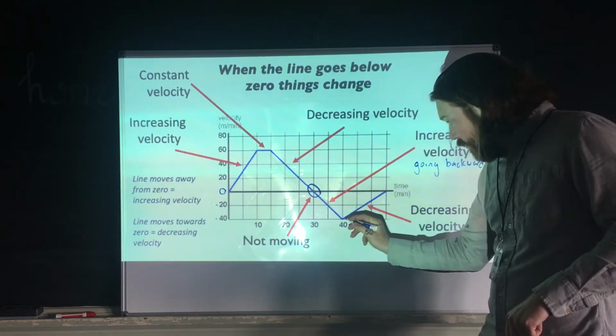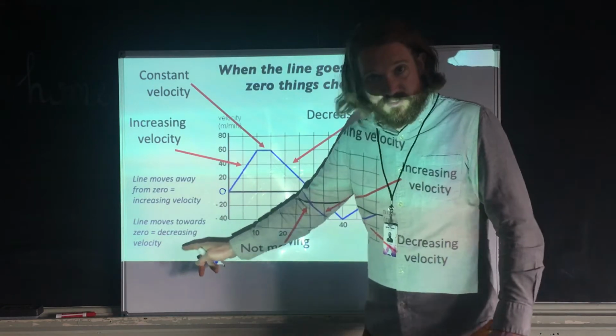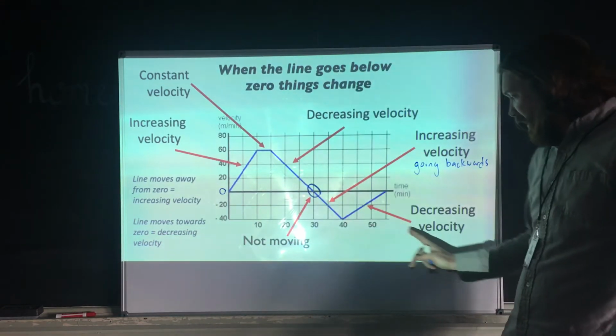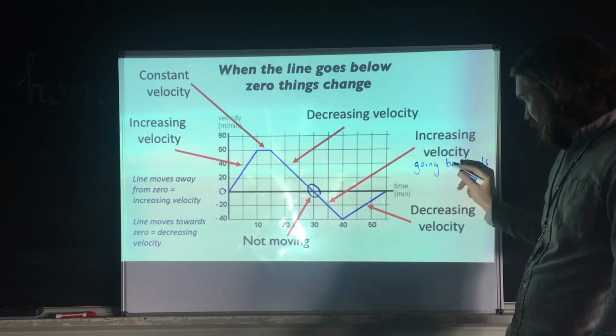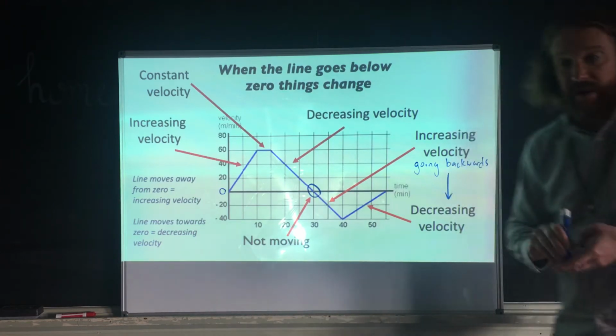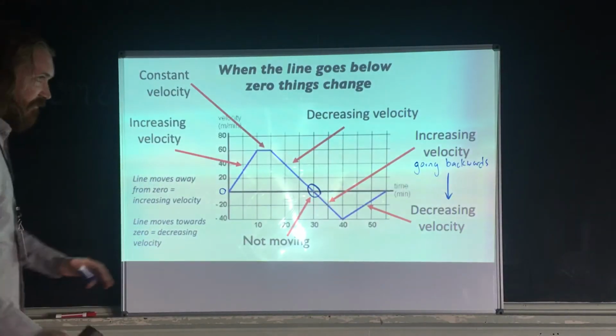And here, when we go from -40 back to 0, again, the line moves towards 0, which means that your velocity is decreasing, okay? Moving backwards, okay? These two are both going backwards. Okay? All of this is online. You have this, all right?